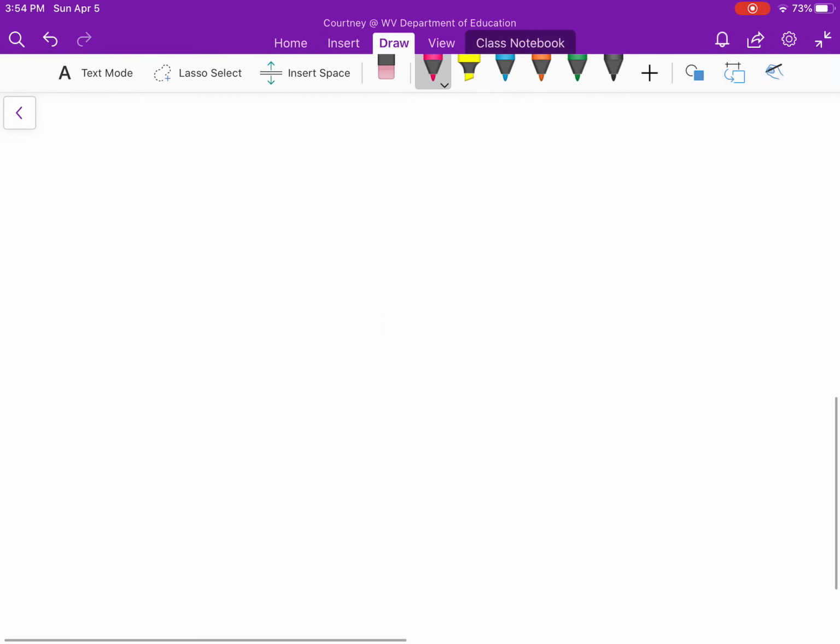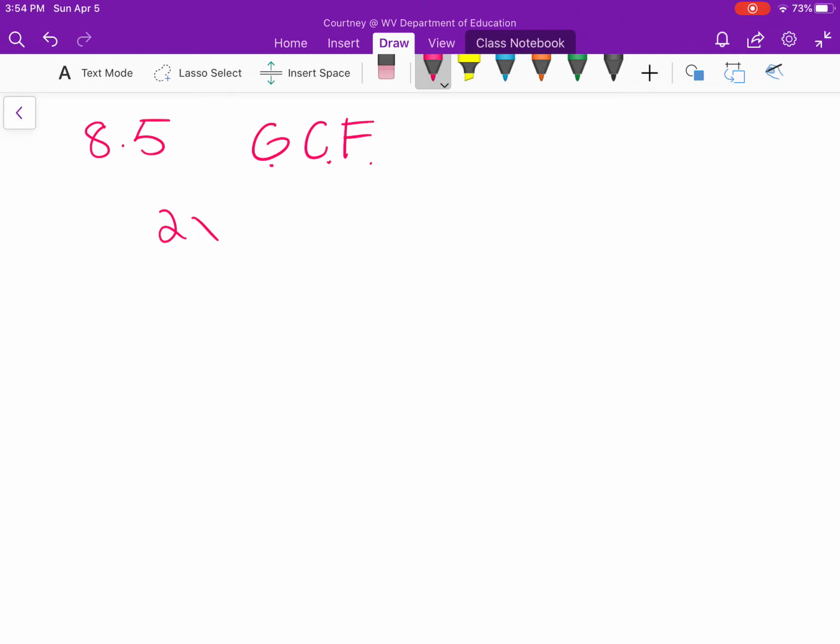So that's 8.3. We'll go to 8.5. Here we used the GCF, which means greatest common factor. So for example, let's say 2x plus 8. What do 2 and 8 have in common? They both have a 2 in common. So let's take the 2 out and set it to the side. Now, in the parentheses, let's write what they have left over.